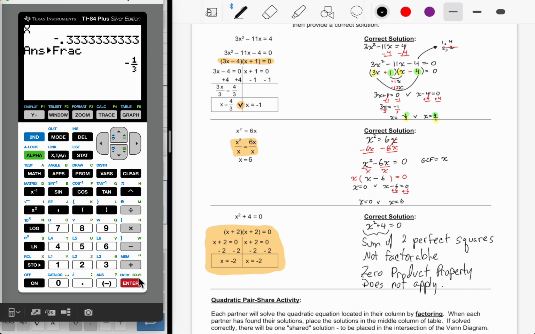So what did we learn from that? Well, hopefully, the more times we talk about it, the more it's likely to stick. And that is, anytime you see a sum of two perfect squares, it's not going to be factorable. So don't try to factor it. The only thing you could ever do in a situation like that is maybe pull out a GCF, but even that's pretty rare.